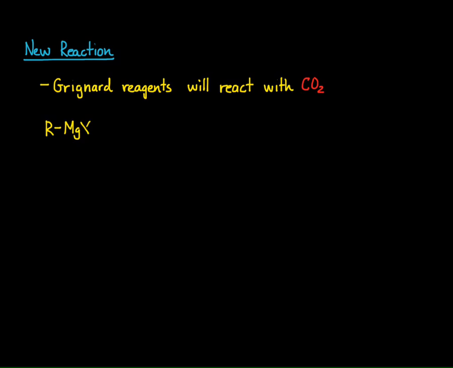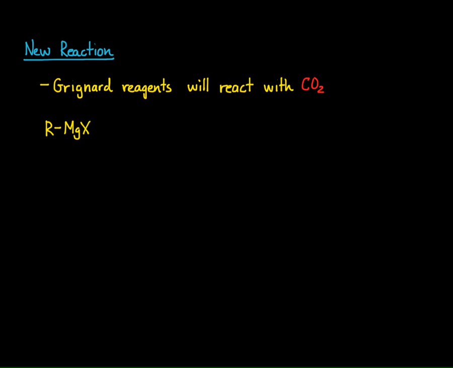All right, so now the new reaction. The new reaction actually involves Grignards. One of the easiest ways of making carboxylic acids is to treat Grignard reagents with carbon dioxide. And we get carbon dioxide, as you should know by now, from dry ice. Dry ice is carbon dioxide. So if I take a Grignard reagent and simply add dry ice to it, I can make carboxylic acids.